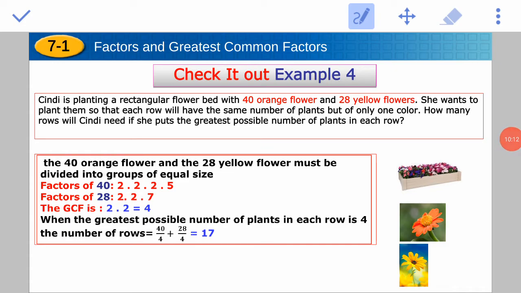Absolutely correct. You start with factoring the 40. It's going to be 2 times 2 times 2 times 5. And you factor the 28, prime factoring 2 times 2 times 7. The GCF of these two numbers is going to be 2 times 2 equals 4. To find the number of rows, you need to divide this 40 into equal groups of 4 designs. So 40 divided by 4 plus 28 divided by 4. 40 divided by 4 is 10, plus 7 is equal to 17.